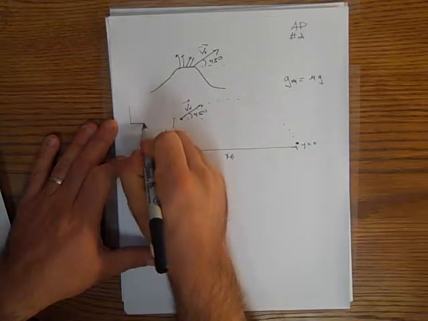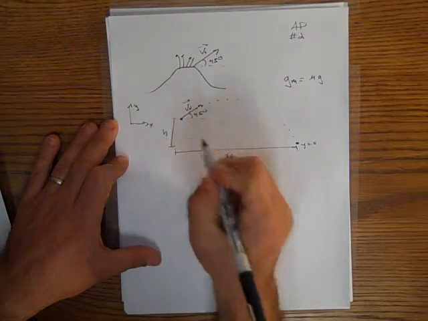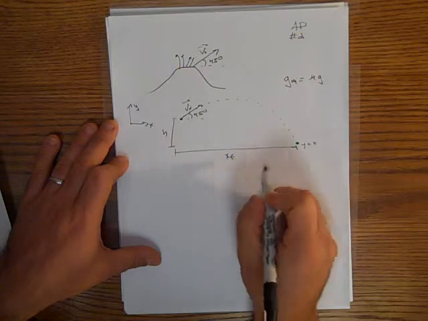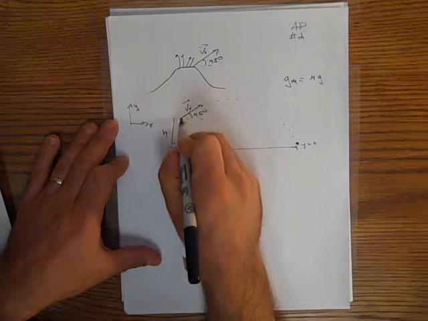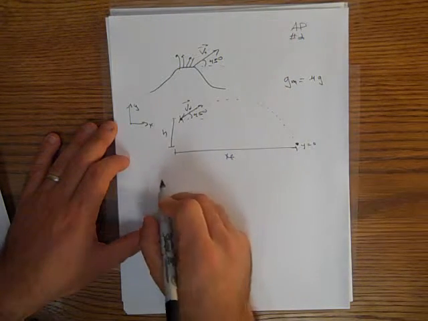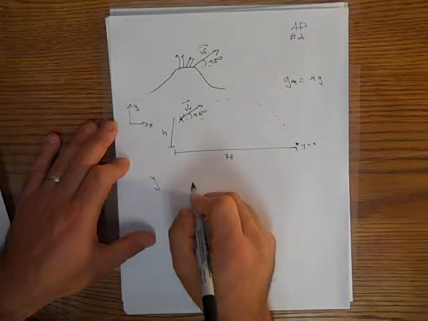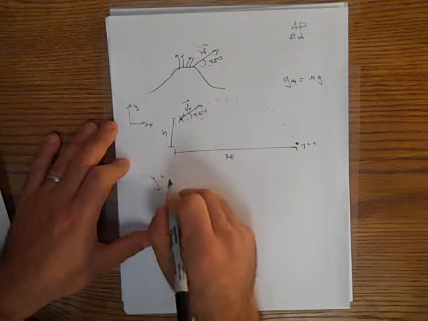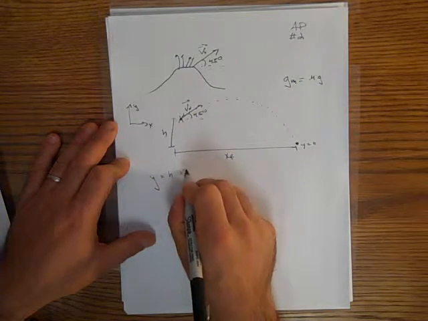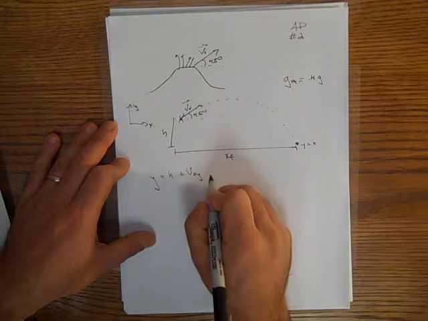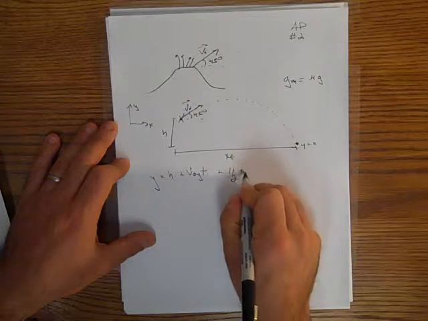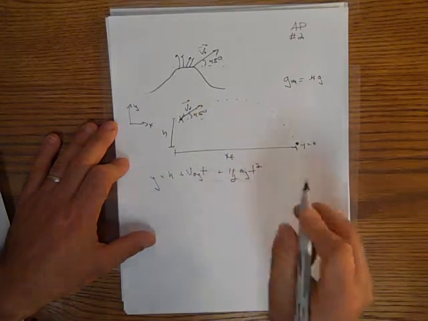Let me define my coordinate axes. This is y and this is x. I'll set y equal to 0 here, and I'm going to set x equal to 0 here. So my position, my height, is going to be my initial height plus v0 in the y direction times the time plus 1/2 ay t squared.